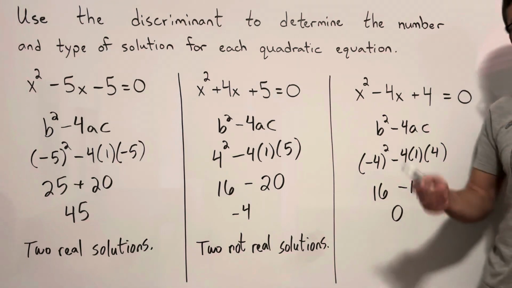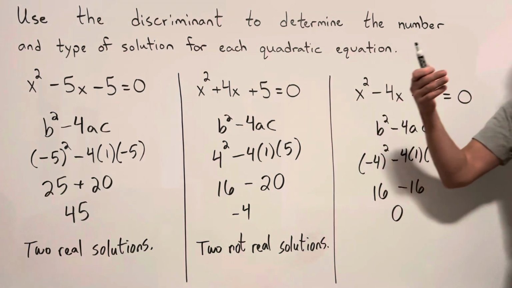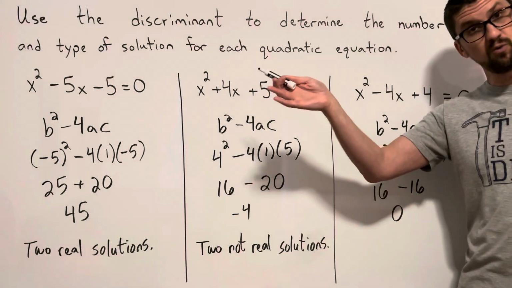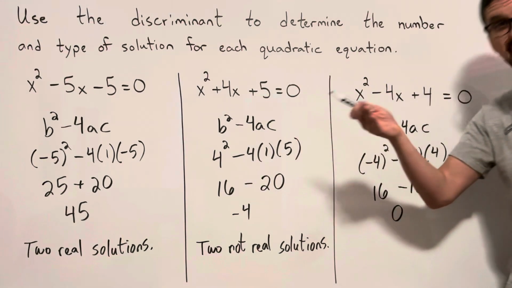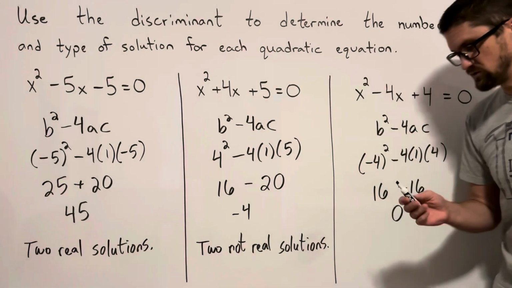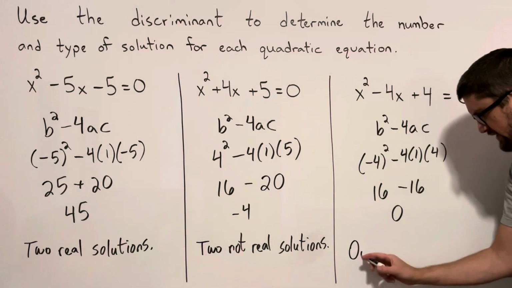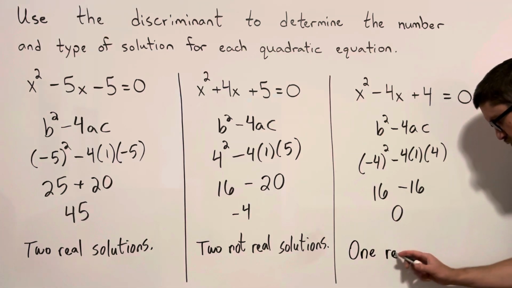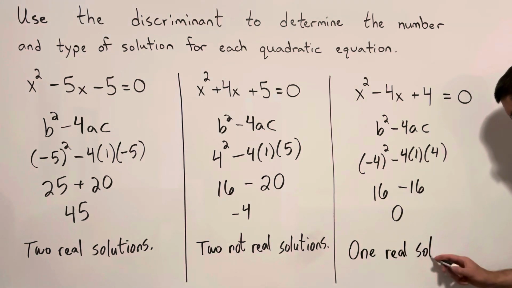Now, if you end up with 0, the square root of 0 is 0. If you look at the quadratic formula, the square root would go away, and the plus or minus part would go away, and you just end up with 1 number there. And it's going to be a real solution. So you end up with 1 real solution in this scenario.